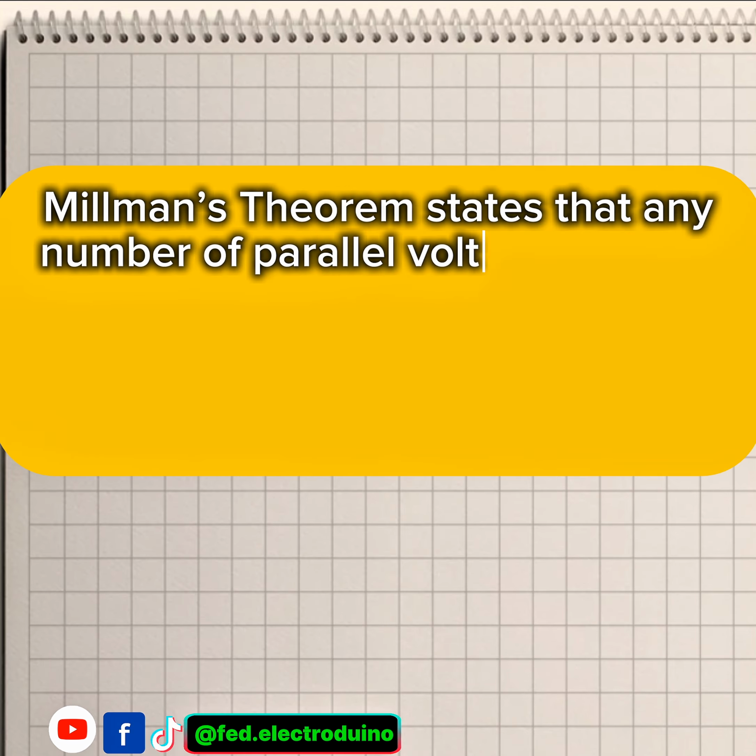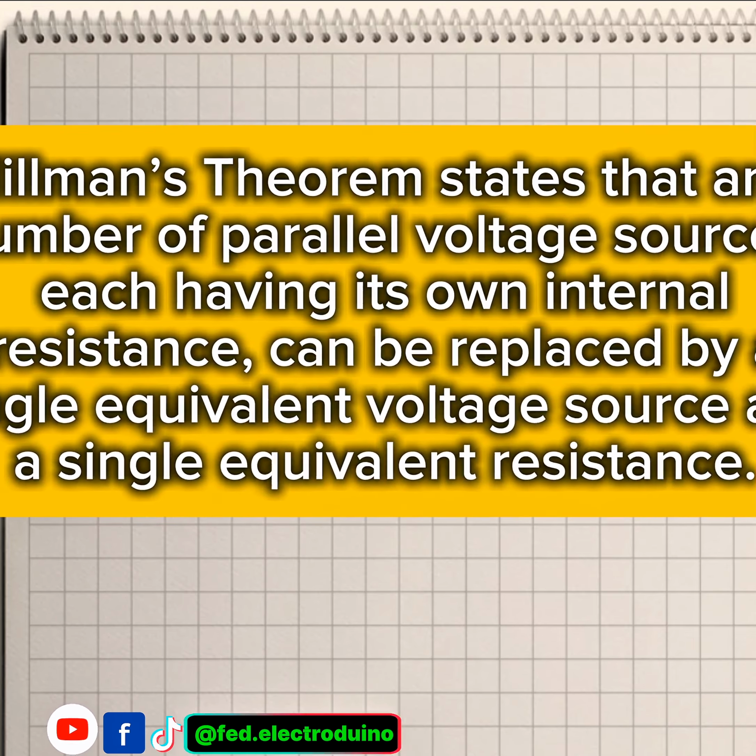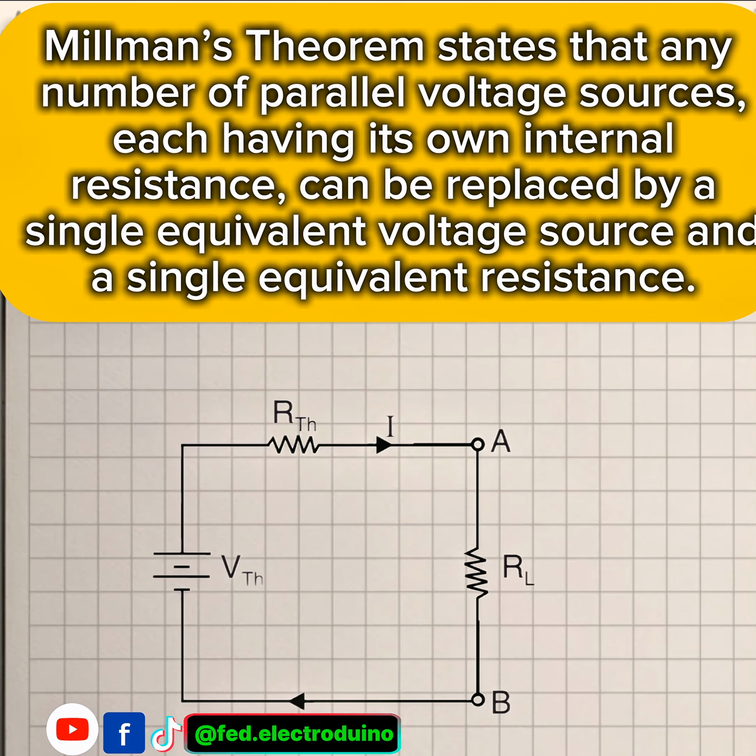Millman's theorem states that any number of parallel voltage sources, each having its own internal resistance, can be replaced by a single equivalent voltage source and a single equivalent resistance.